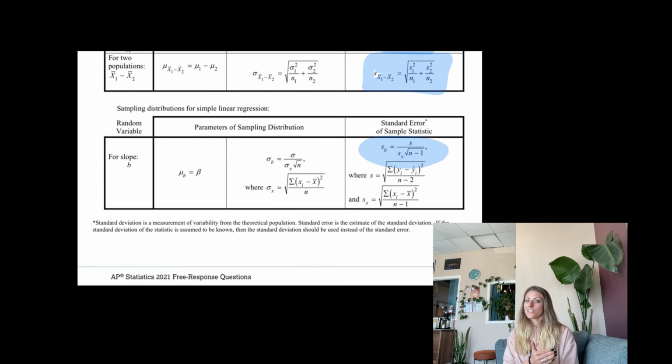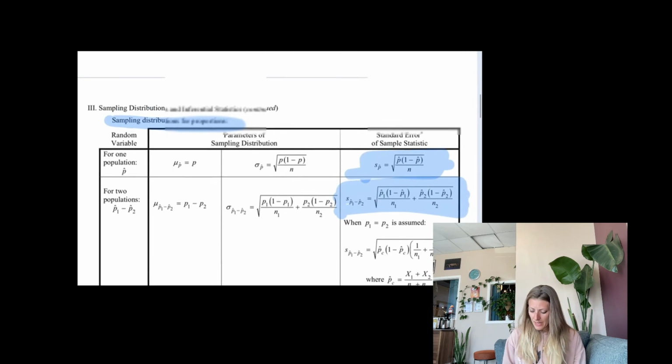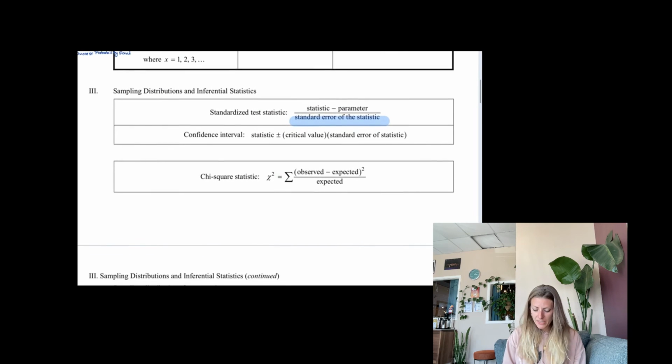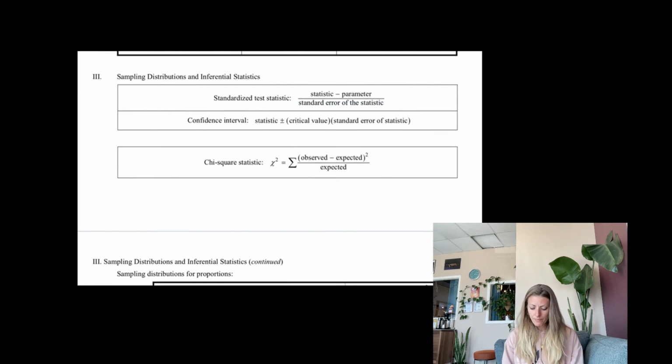So you just have to look at your data and ask, okay, is it quantitative or qualitative? Are they asking for mean? Are they asking for slope? And then you just put the little pieces of the puzzle together. And then you can just use those to get your test statistic. If you're doing two samples, say you have quantitative data and you're comparing two sets of data, your statistic would be x bar 1 minus x bar 2, and then your parameter would be mu1 minus mu2.